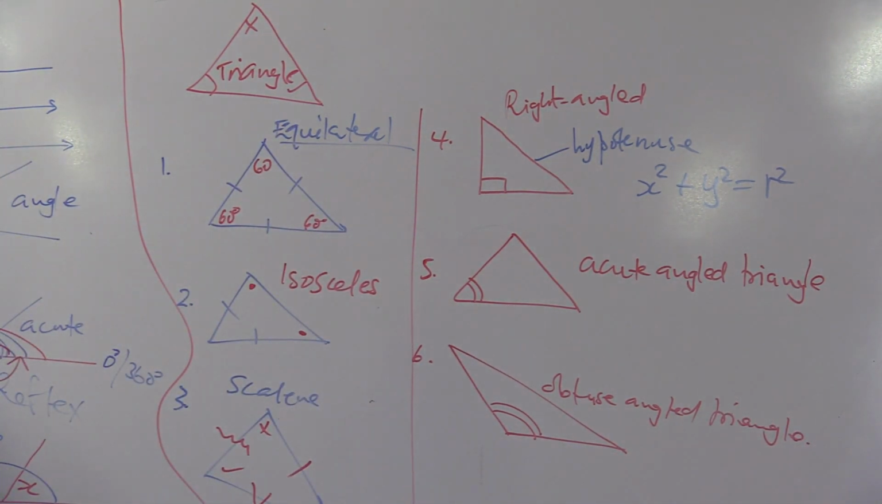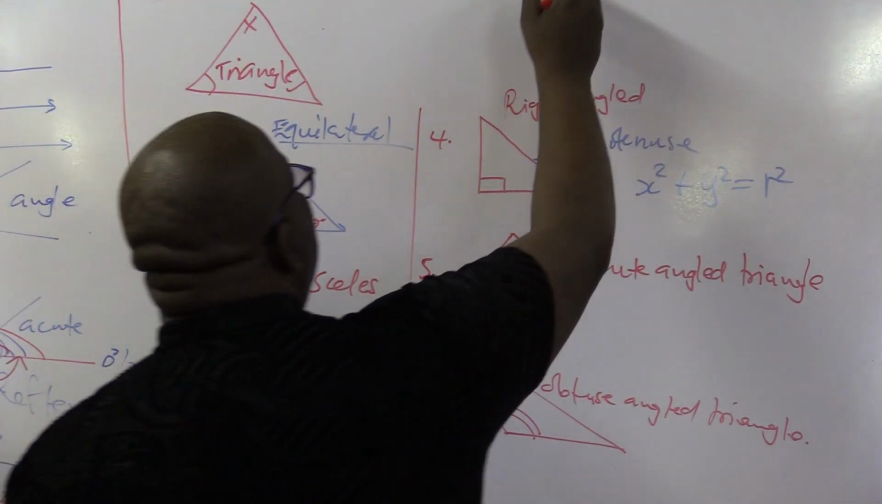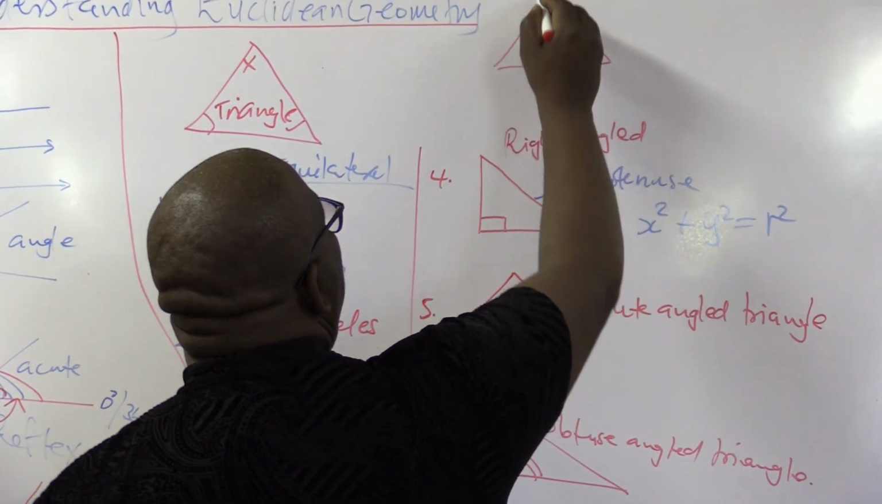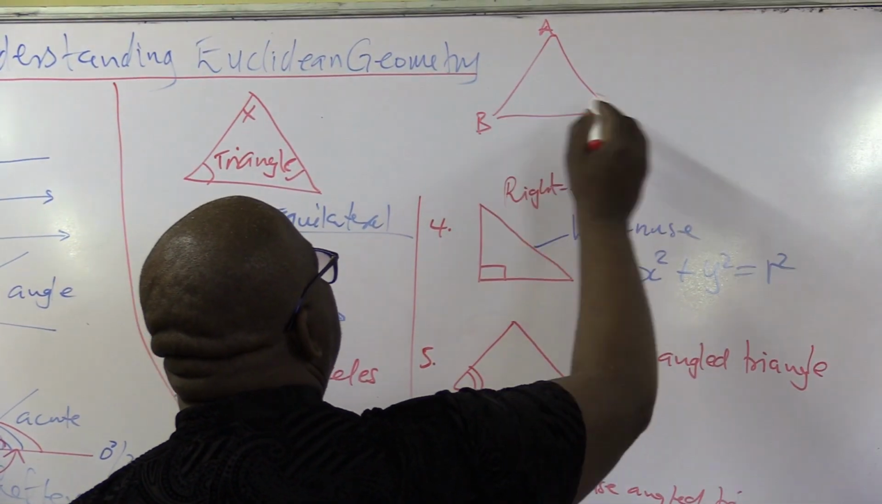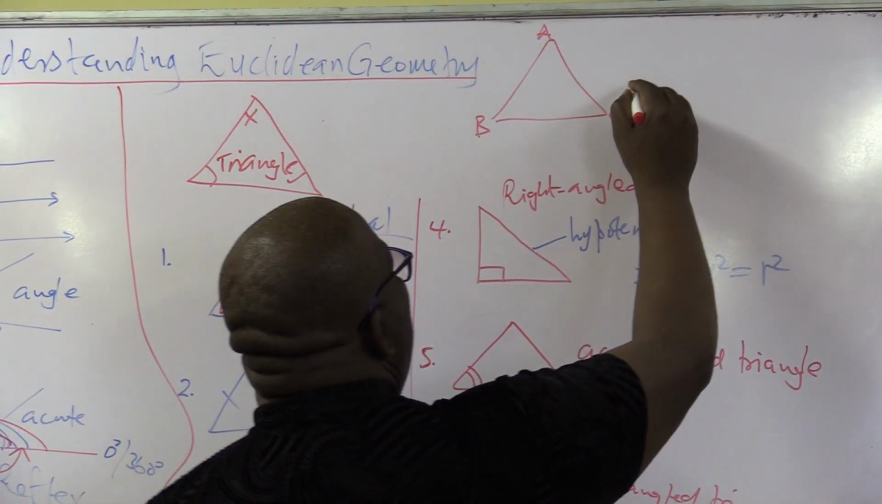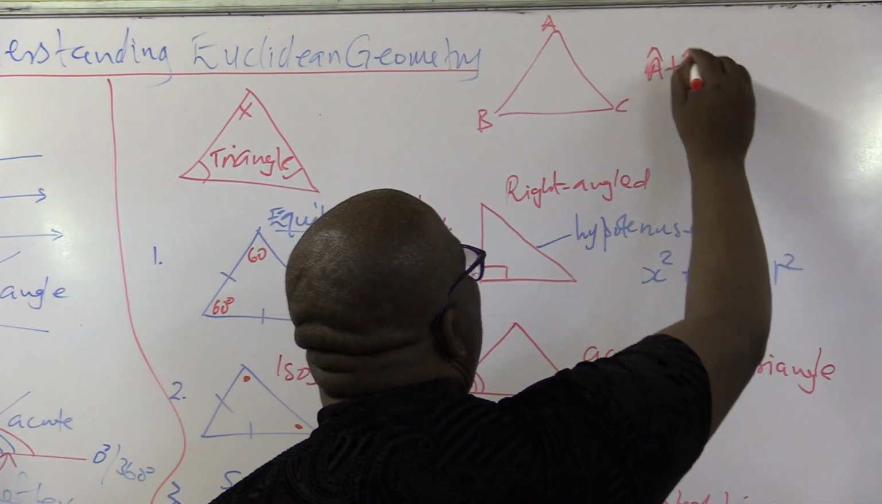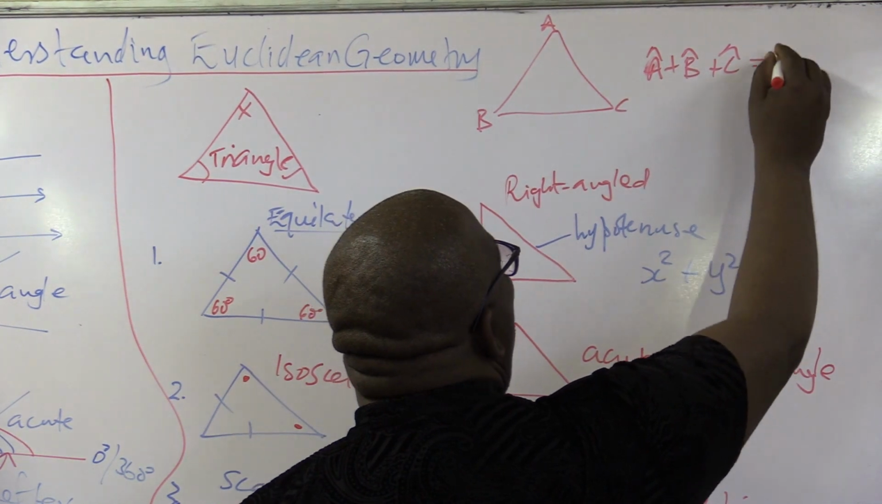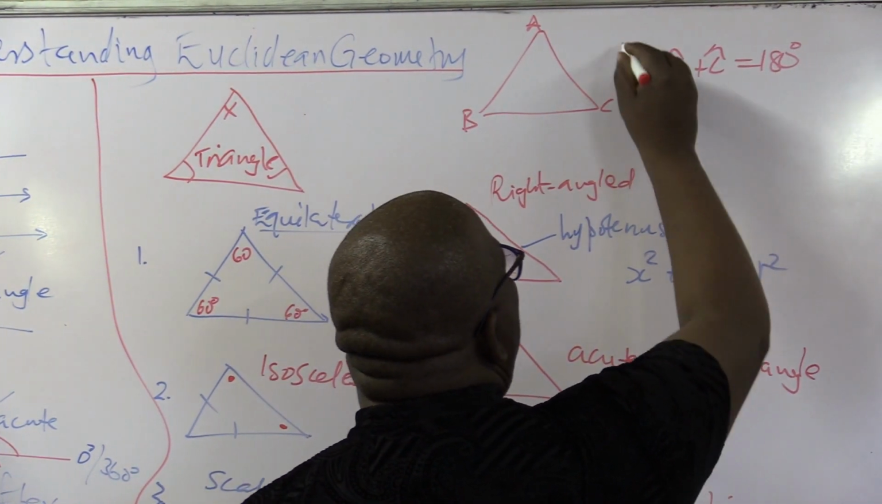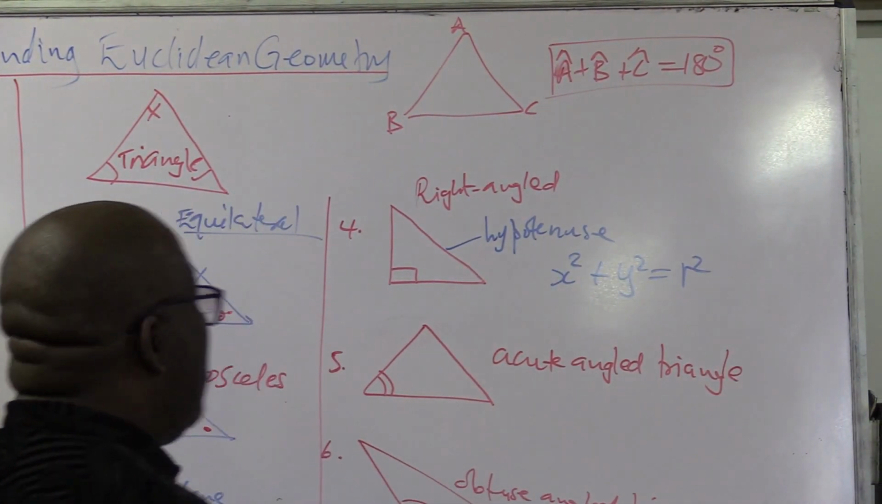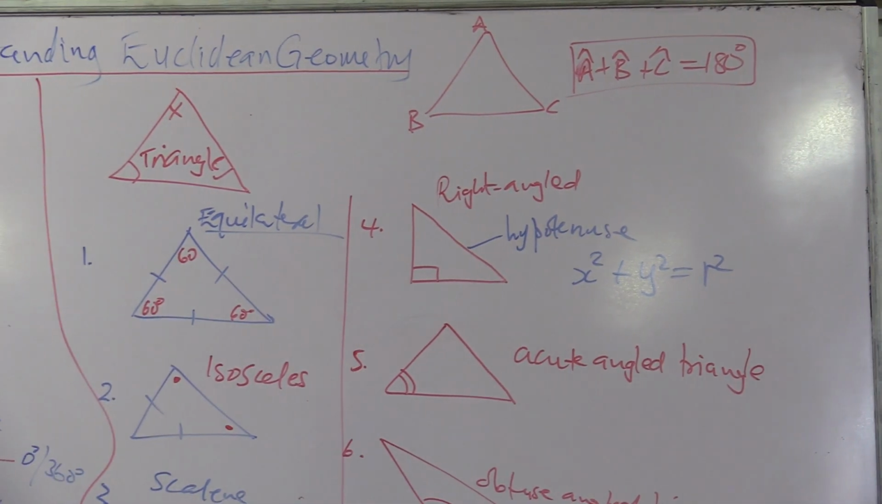There are so many theorems that we need to understand when we talk of triangles. I said the first one was that if I've got a triangle like this one, if this is A, B, C, then I know that angle A plus angle B plus angle C will always be equal to 180 degrees. This is another very important theorem that we must know. It will assist us a lot.